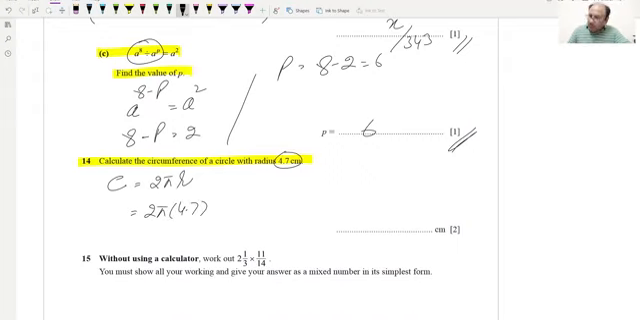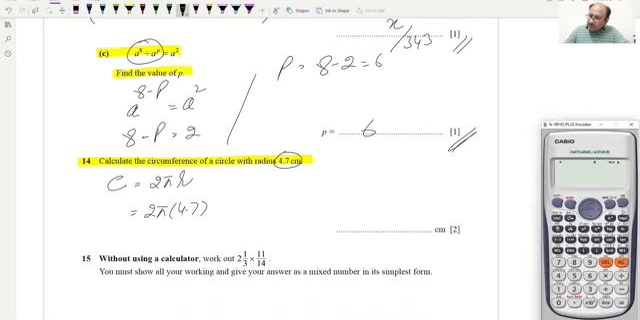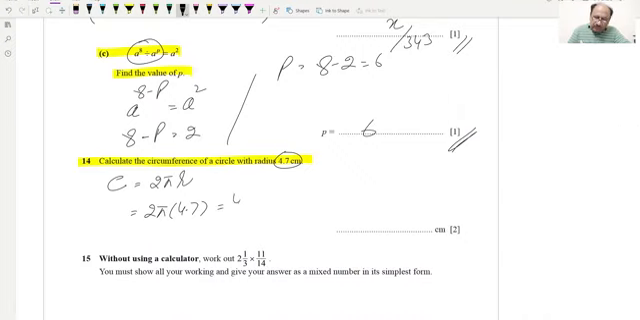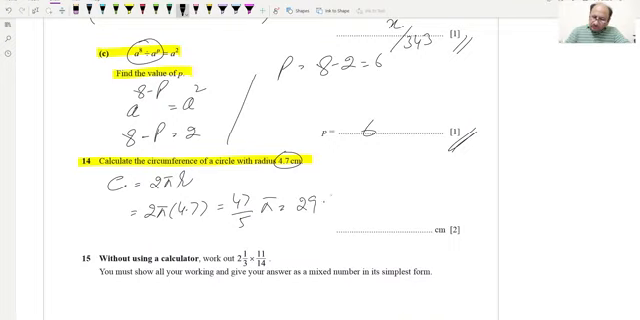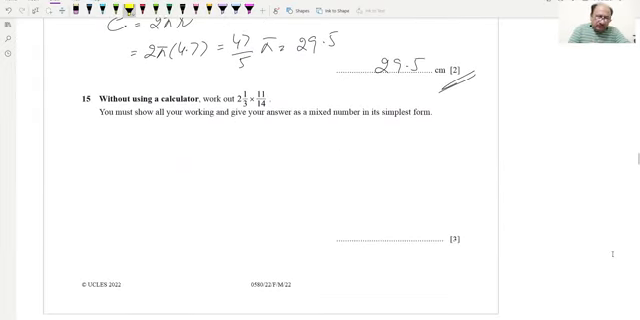This will be equal to 2π multiplied by 4.7, which is 47/5 π, and the decimal value we can write up to 3 significant figures: 29.5. So 29.5 centimeters for 2 marks. Hopefully you understood this. Now question number 15.